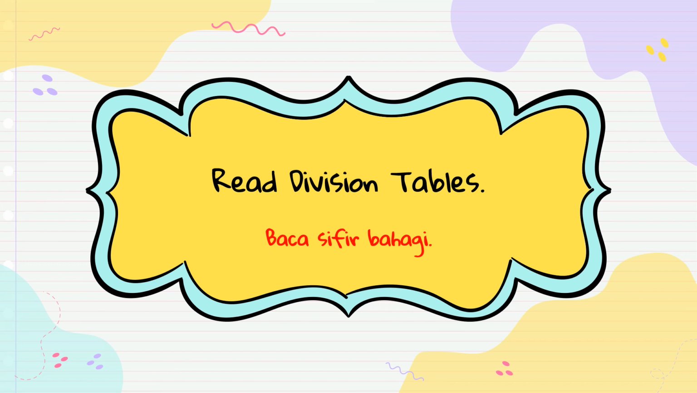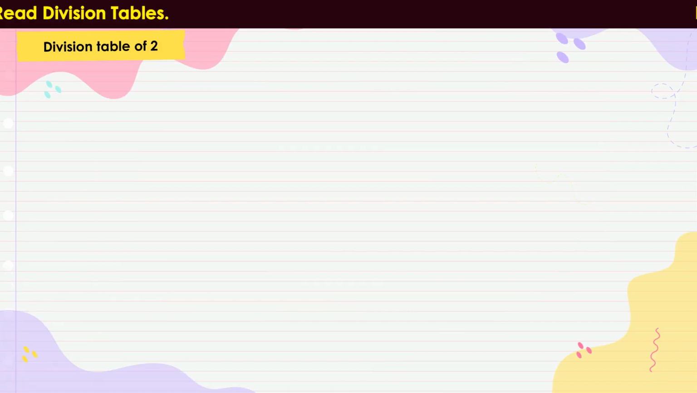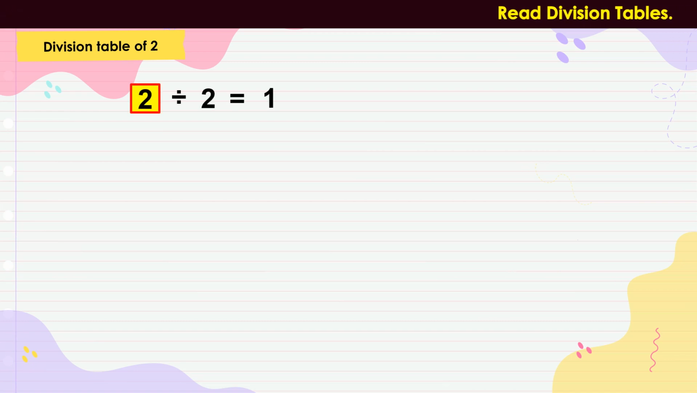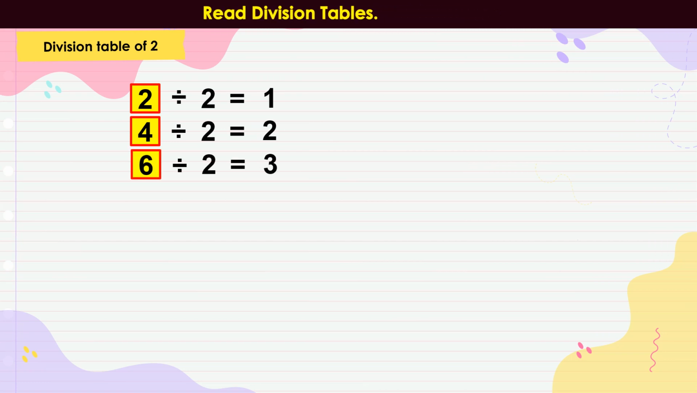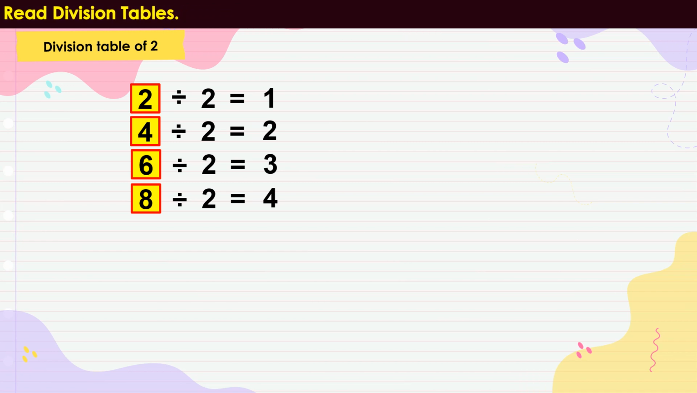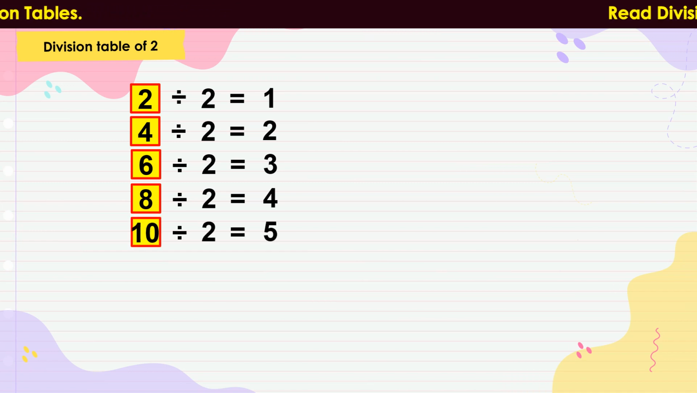Read division tables. This is our division table of 2. 2 divided by 2 is equal to 1. 4 divided by 2 is equal to 2. 6 divided by 2 is equal to 3. 8 divided by 2 is equal to 4. 10 divided by 2 is equal to 5.